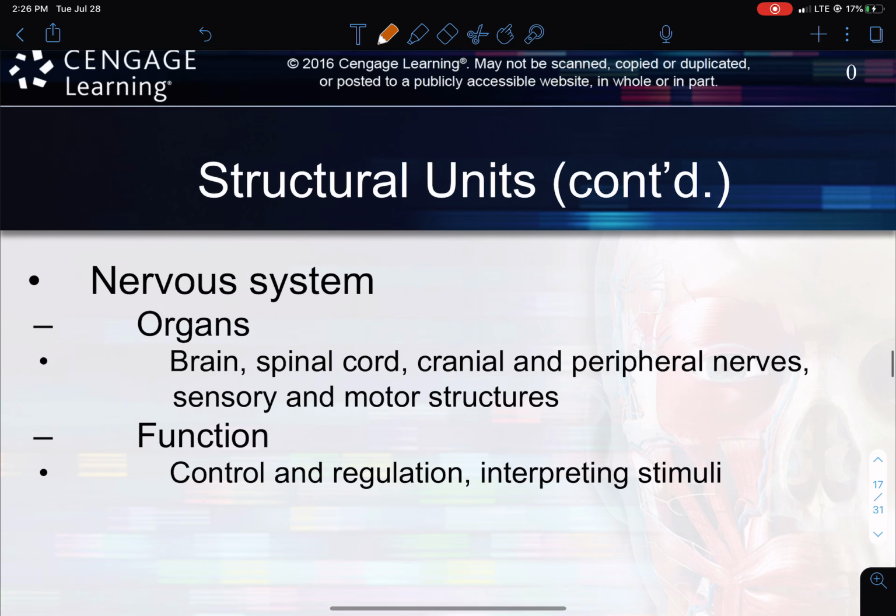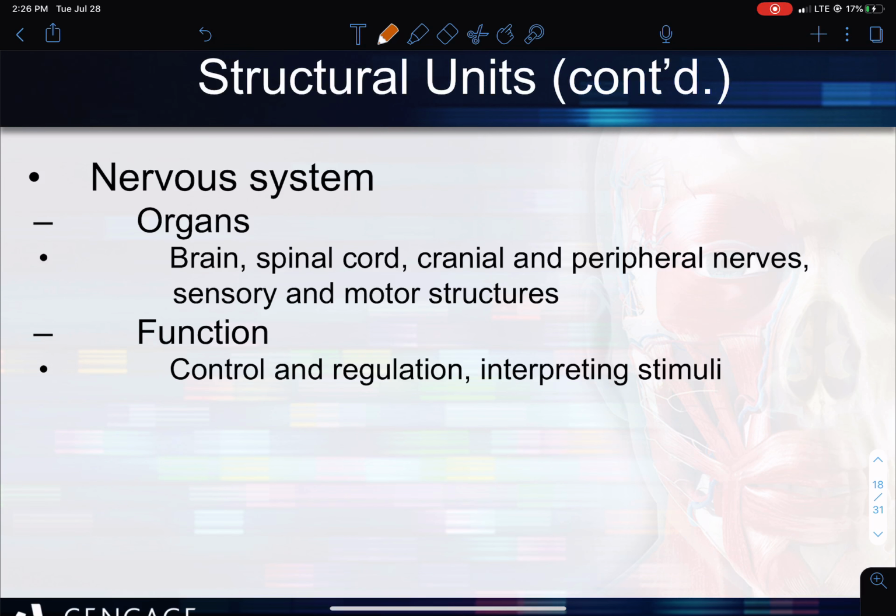The next body system is the nervous system. And the nervous system is the one that is coordinating this big mess of all these organs and telling them what to do, when to do it, and how to do it, and for how long, and when to stop. And in order to do that, we have to have a couple organs in place. So we have the brain. Brain talks to the spinal cord.